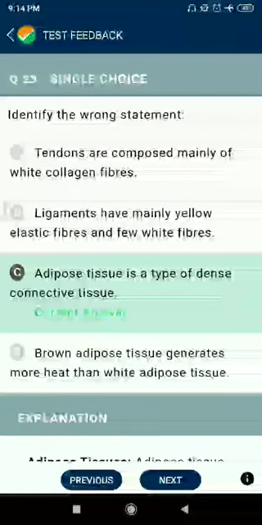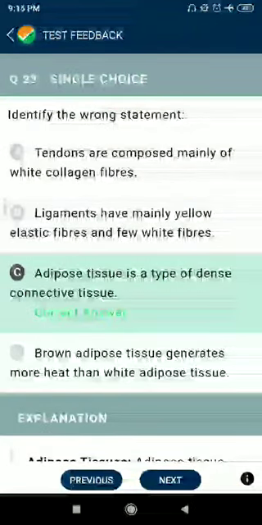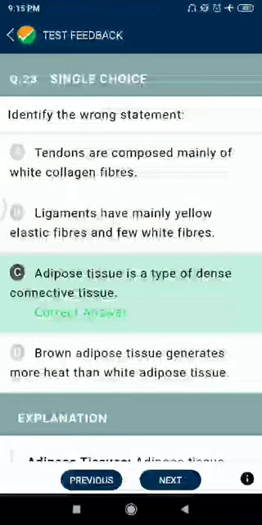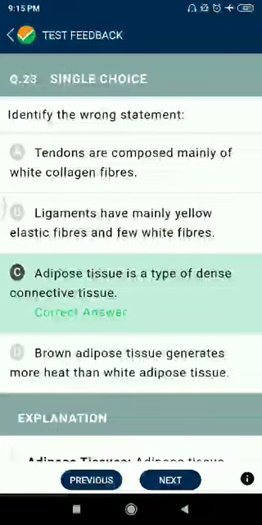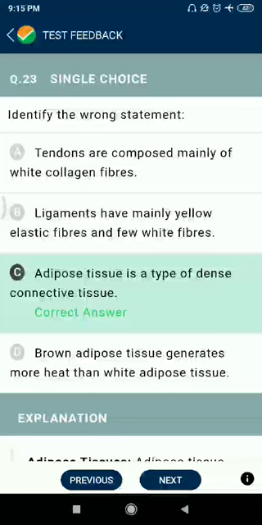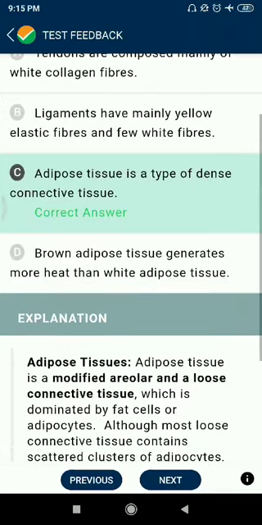Question number 23. Choose the wrong statement. Tendons are composed mainly of white collagen fibers — correct. Ligaments have mainly yellow elastic fibers and few white fibers. Adipose tissue is a type of dense — no, it is loose connective tissue. Brown adipose tissue generates more heat than white adipose tissue.